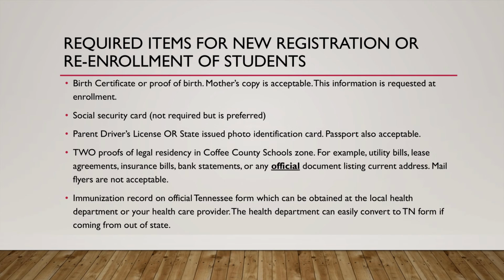An immunization record on an official Tennessee form, which can be obtained at the local health department or your healthcare provider. The health department can easily convert to a Tennessee form if you're coming from out of state. And a parenting plan if parents are divorced, and we'll talk about this more on the next slide, but we will need a copy of the parenting plan.